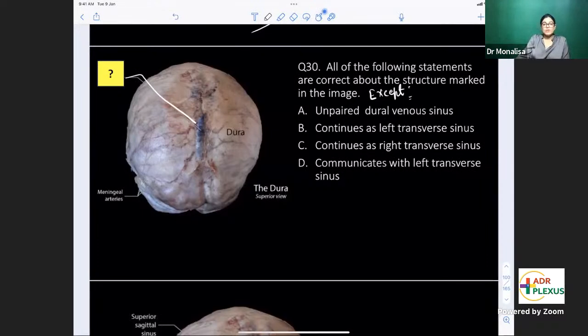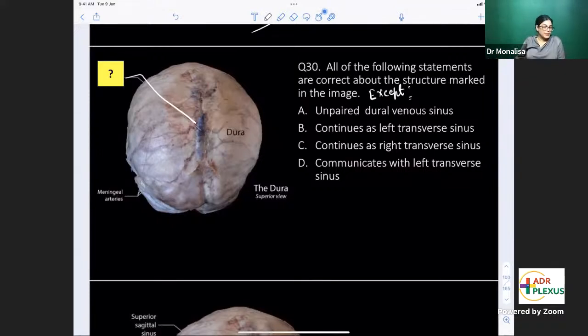So first thing is that you have to identify which dural venous sinus is this. So which dural venous sinus is this? SSS, superior sagittal sinus. Absolutely correct. Superior sagittal sinus. Question number 30. So you have to go for the most incorrect option. Okay, so the options are slightly confusing, but you have to go with the most incorrect option.